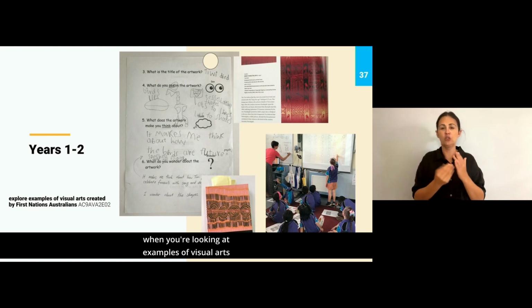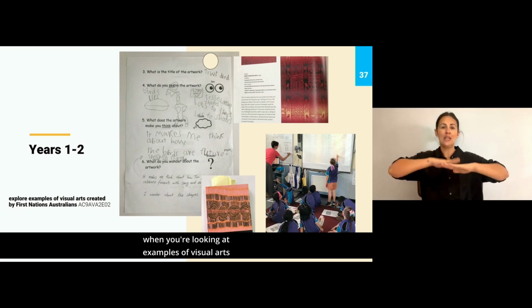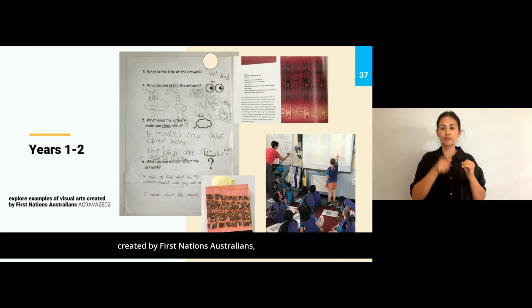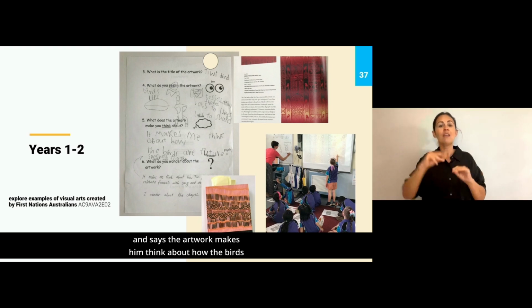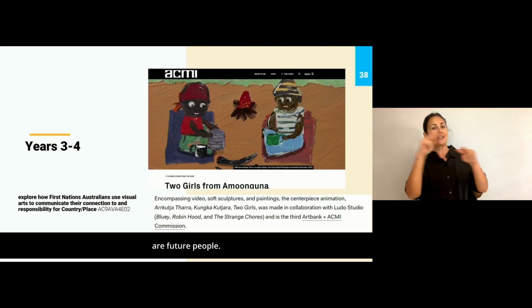In this example, when you're looking at examples of visual arts created by First Nations Australians, this teacher shares examples of patterning, motifs and tessellation, using examples from the book Aboriginal Screen Printed Textiles, and includes Bede Tungutalum's Tiwi bird. And a young student writes their reflections and responses to the artwork and says the artwork makes him think about how the birds are future people.